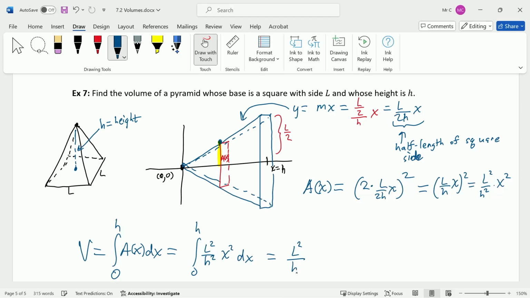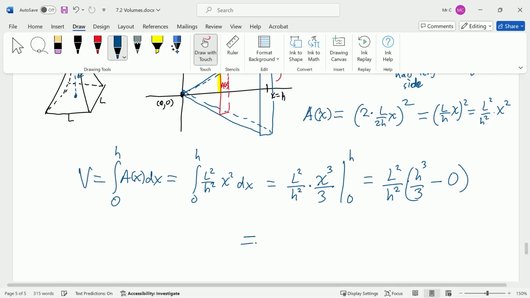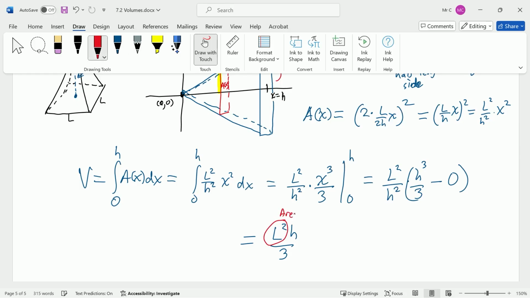L squared over h squared is a constant. We find the antiderivative of x squared is x cubed over 3 and evaluate from 0 to h. This gives us L squared over h squared times h cubed over 3 minus 0. Finally, the h cubed over h squared simplifies to h, and I get L squared h over 3. What I want you to notice is that this is really just the area of the base times the height divided by 3, which is our general formula for volumes of pyramids.